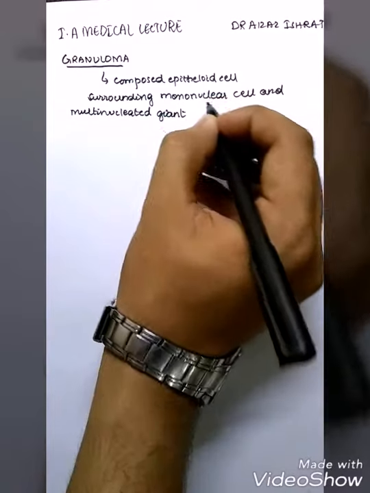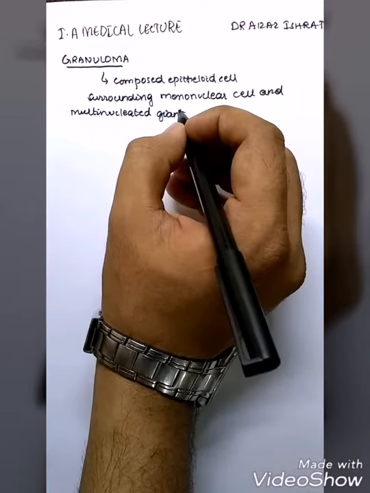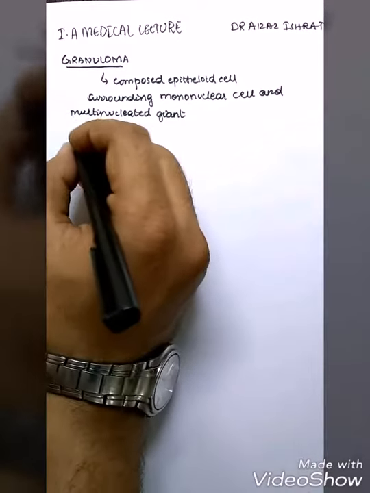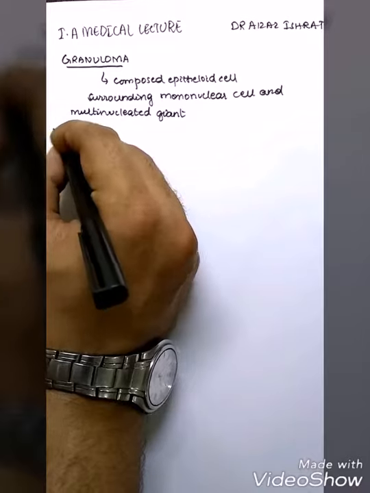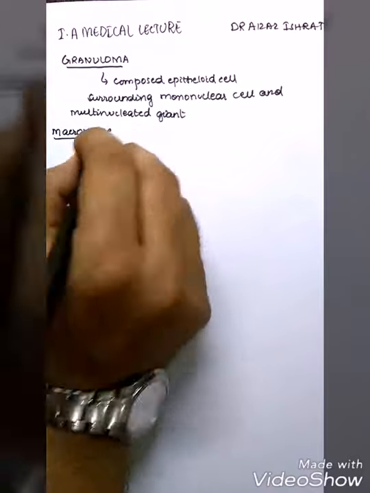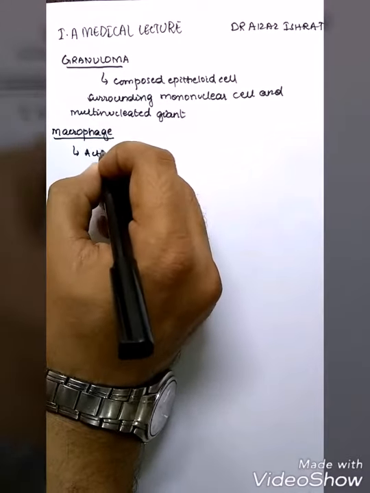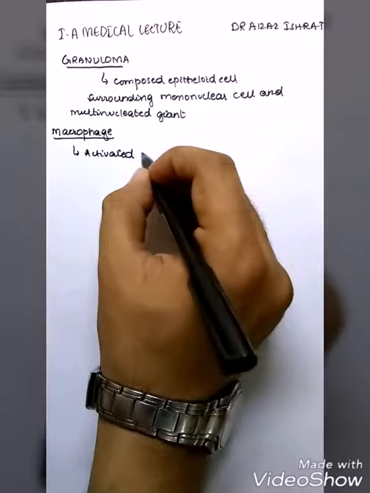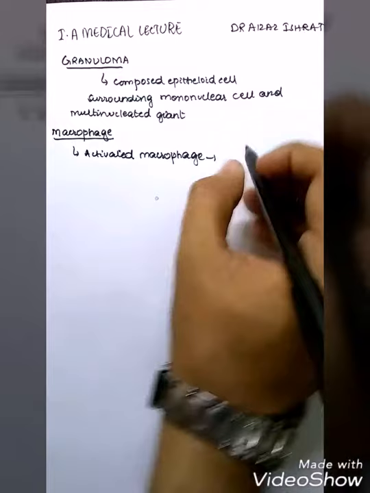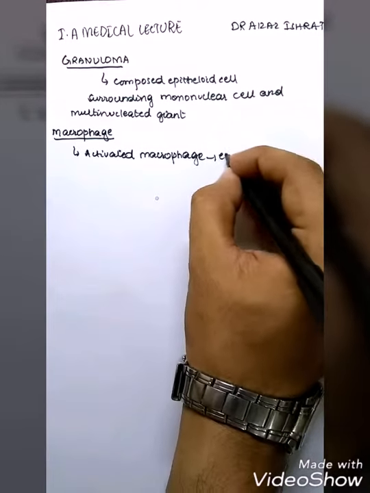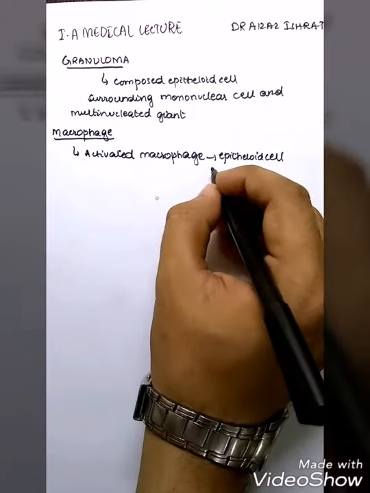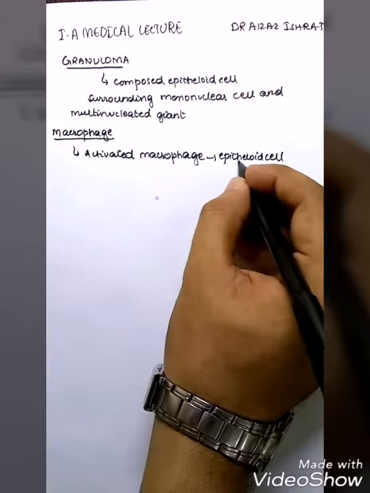So what I think about the granuloma is that it is a film in which the hero is the macrophage. Why did I say that it is a whole story based on the macrophage? Because if I say activated macrophage, I am going to talk about the epithelioid cell, because it looks like the epithelial cells, so we call them epithelioid cells.